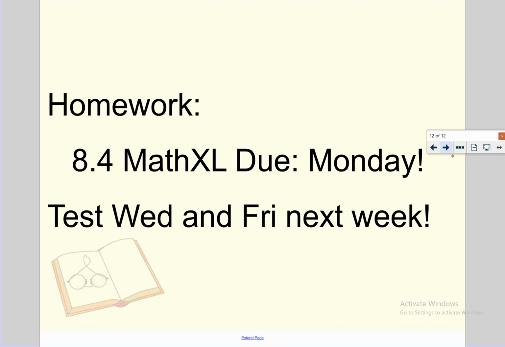All right, last thing I have for you. Let's call this an exit ticket. This is due when you come to class on Monday. Okay? Work on it now with your groups if you want to. That's fine.